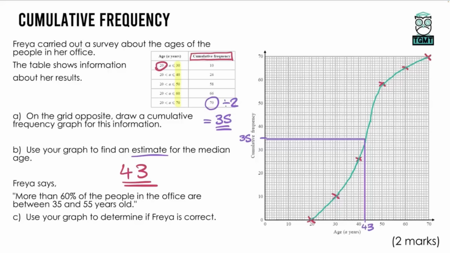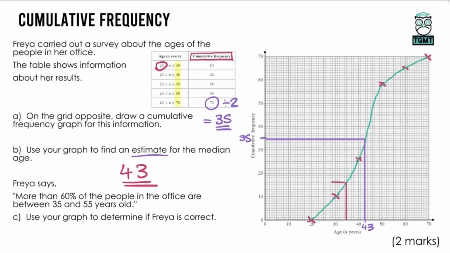It also says here, Freya says more than 60% of the people in the office are between 35 and 55 years old. Use your graph to determine if Freya is correct. Now this is a little bit of a pain because we do have to draw lots of lines on the diagram now to find this. So I'm going to go up from 35 and 55. I'm going to find out how many people that is.